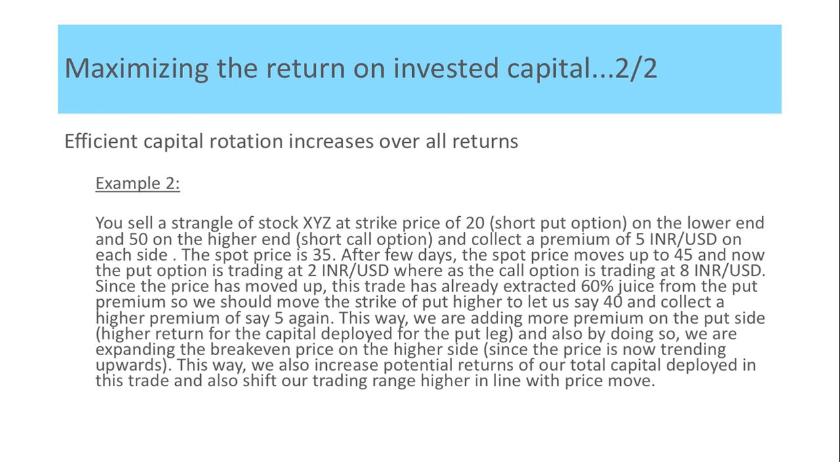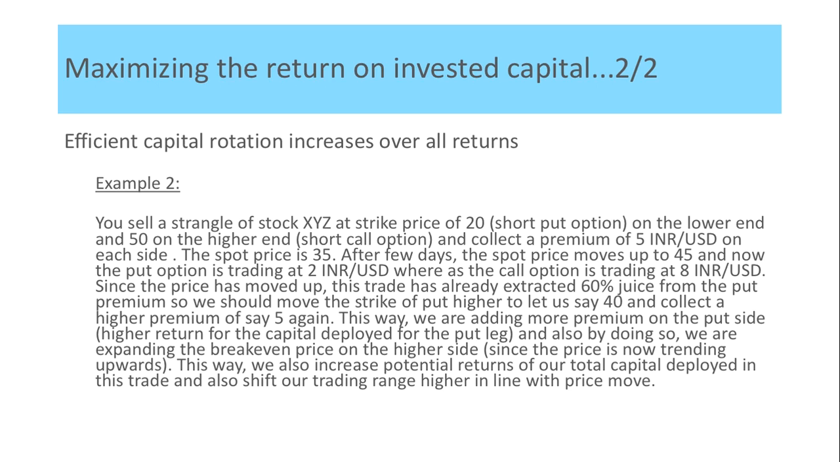Okay, let's take another example, and this time we'll take the example of a strangle. Let's say you sell a strangle of a stock XYZ at a strike price of 20 on the lower side, which is the short put option, and 50 on the higher side, which is the call option. You collect a premium of 5 bucks on each of the legs, so a total premium of 10 bucks. The spot price is right now right in between, at 35. So in this strangle, you sold a put option at a strike of 20 and a call option at a strike of 50.